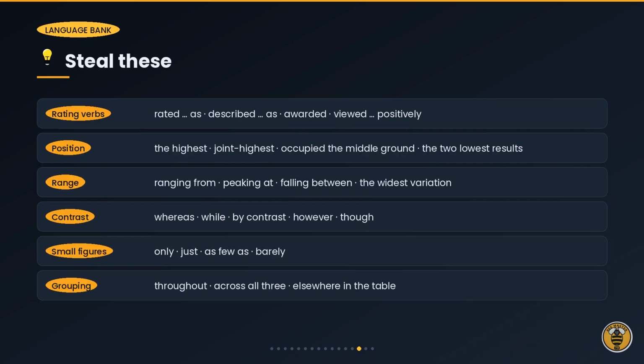The language that earns the marks. Rating verbs. Rated as, described as, awarded, viewed positively. Position words. The highest, the joint highest, occupied the middle ground, the two lowest results. Range words. Ranging from, peaking at, falling between, the widest variation. Contrast words. Whereas, while, by contrast, however, though, and for the small figures, only, and just.